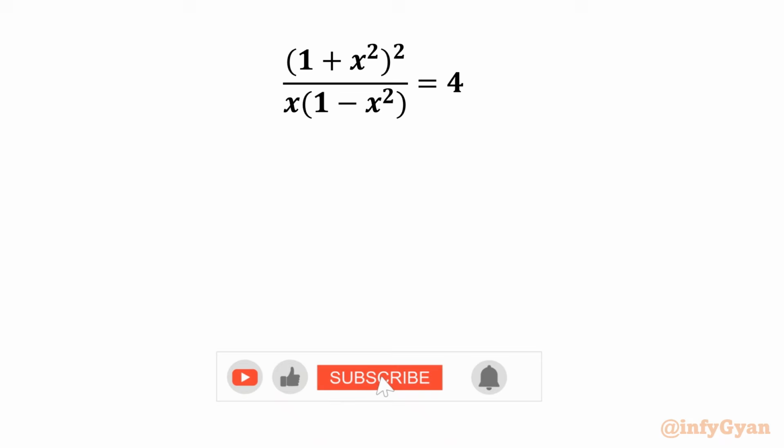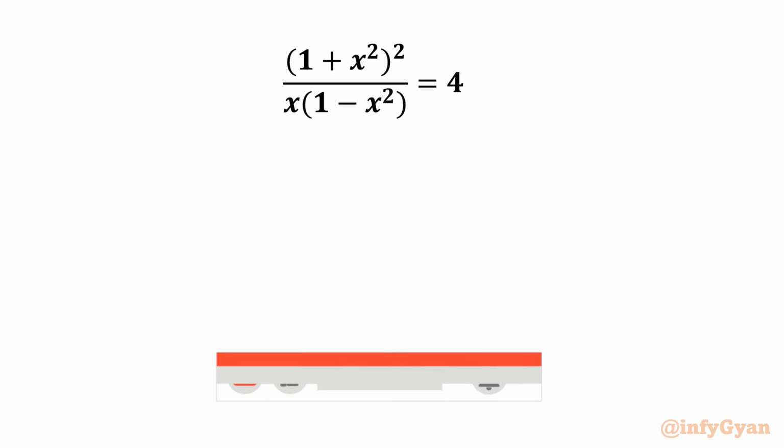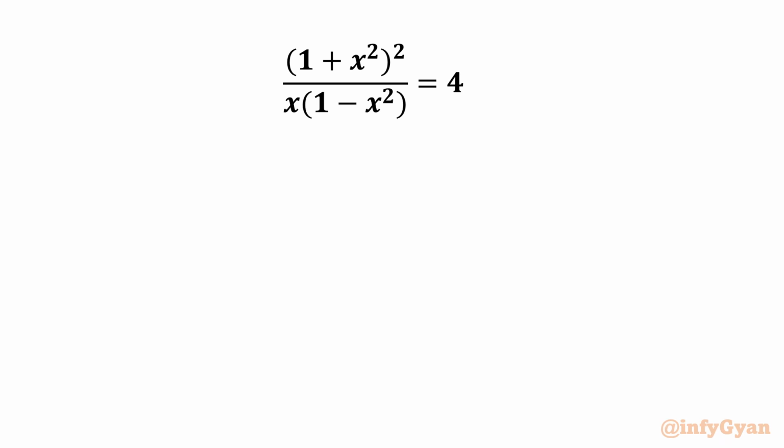Today in this video we are going to solve one very interesting question from algebra. Here we have to solve one rational equation: (1 plus x square) whole square over x times (1 minus x square) equal to 4. So let's get started by writing our denominators cannot be 0. So we'll write x cannot be equal to 0 and x cannot be equal to plus minus 1.